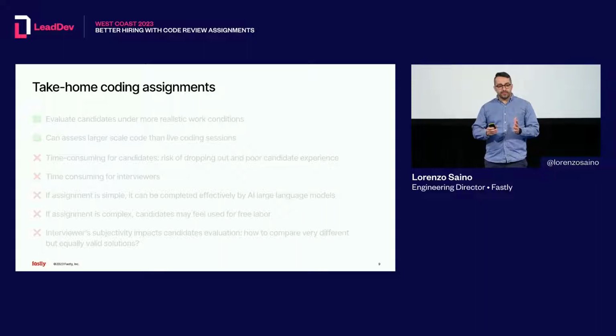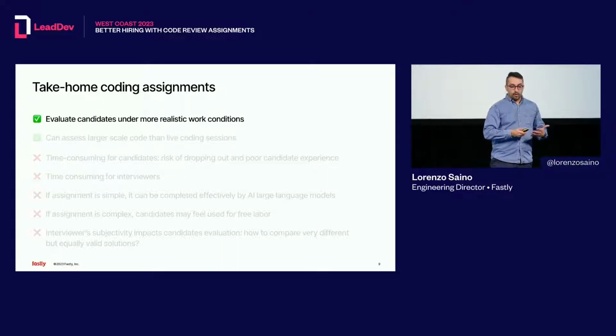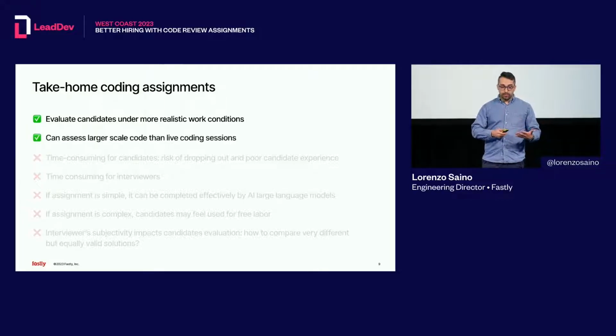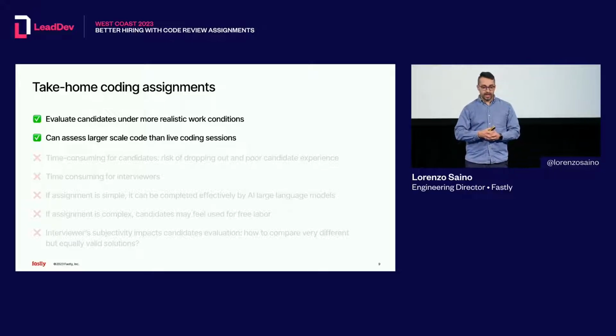So take-home assignments really solve some of the problems that live coding sessions have, but in the process they introduce a whole new host of problems. One thing that take-home coding assignments are good at is evaluating candidates under realistic work conditions, because candidates have access to search engines and reference material, and they can do things at home in the quiet, using their favorite editor. It also gives the opportunity to assess candidates using larger scale code than typically during live coding sessions.